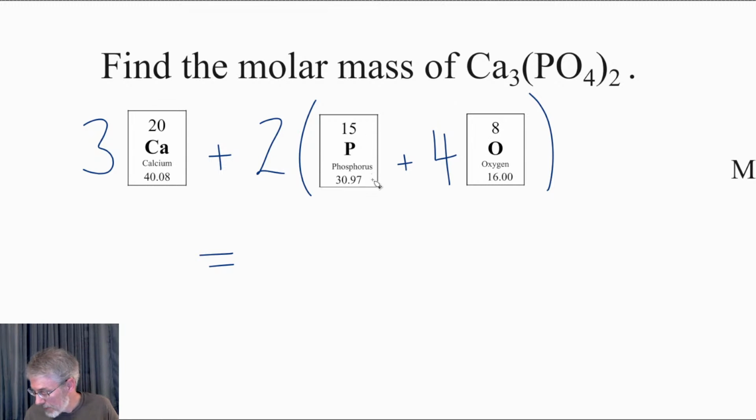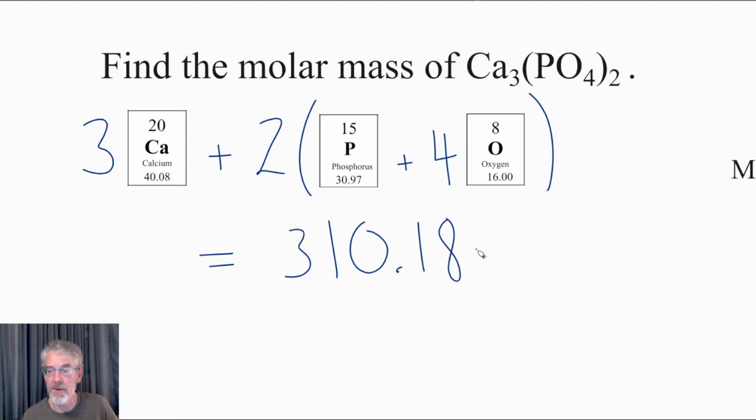278, we're getting better. Something's a little bit off. 3 times 40 plus 2 times all of this. Naya, you have gotten it correct. Although I have 310.8. What do I have? Nope, that's right. You got it. Chun-Li, you've got it right. It's 310.18. And make sure you have your units here, grams per mole.